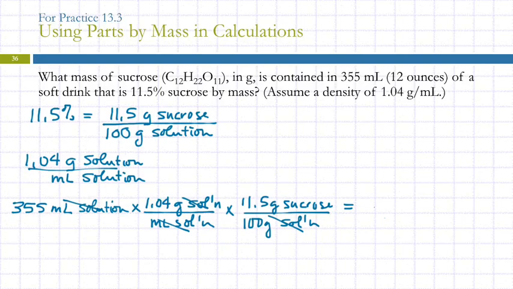How many significant figures should this answer have? 3. This 100 is a defined quantity. Percent is parts per, exactly 100 parts. And so the significant figures come from the 11.5. 3 sig figs, 3 sig figs, 3 sig figs. So we'll go with 3 sig figs. And this is 42.5 grams of sucrose. That's a lot of sugar, huh? Any questions?